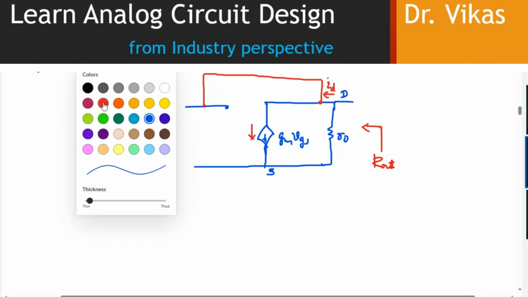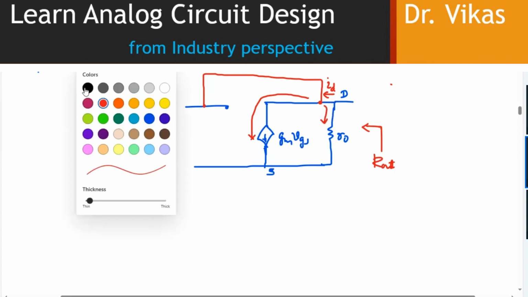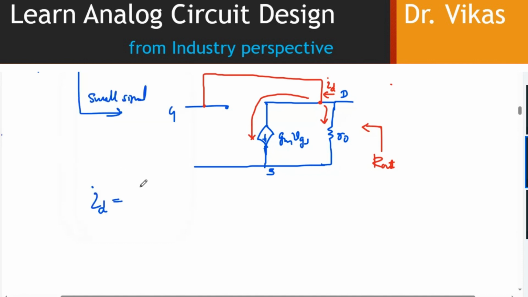So that ID which starts from my drain breaks into two paths, one here and another through R naught. So by that notion, I can write a simple KCL. And how do I represent this ID in terms of my resistance? Because the ID is coming from my VDS, can I write VDS upon R naught? That's my ID over here.